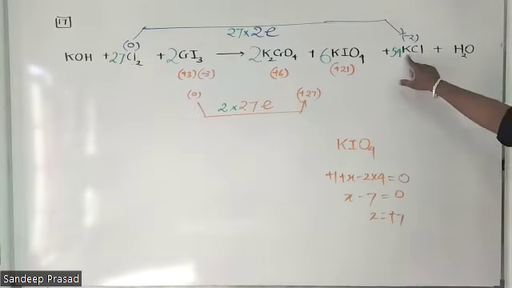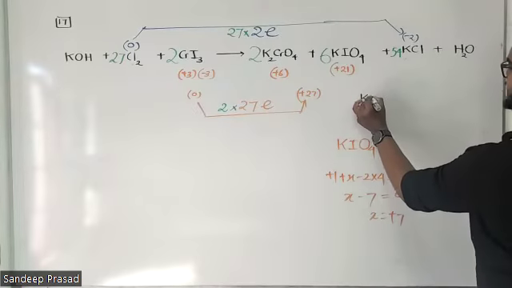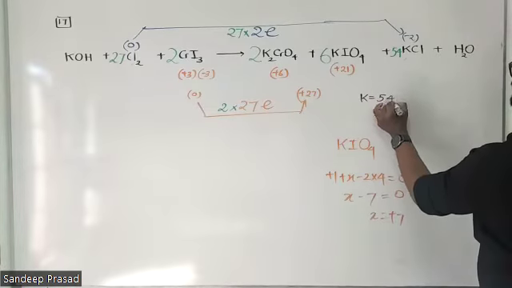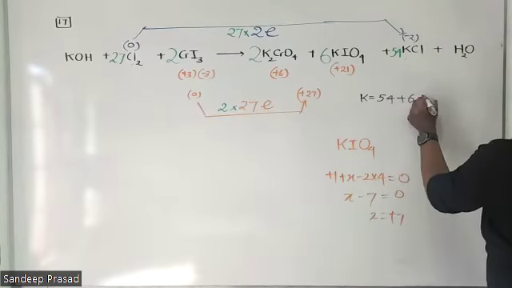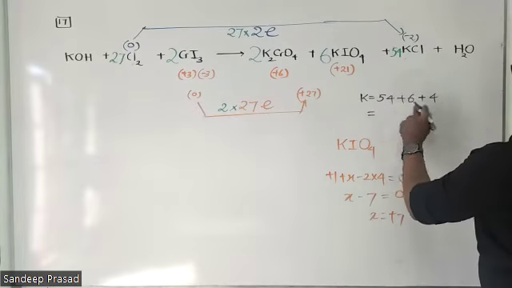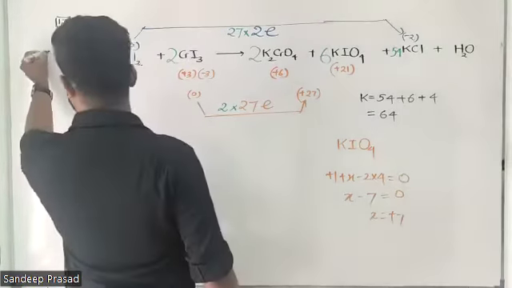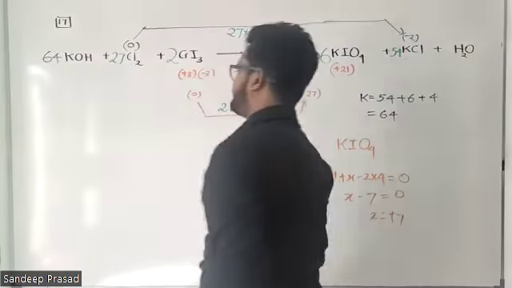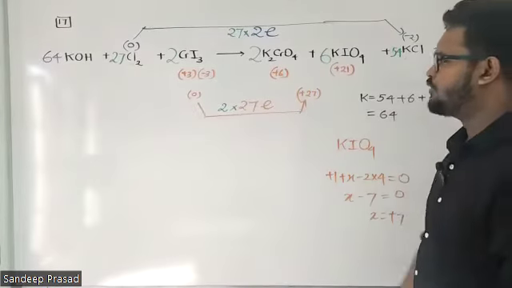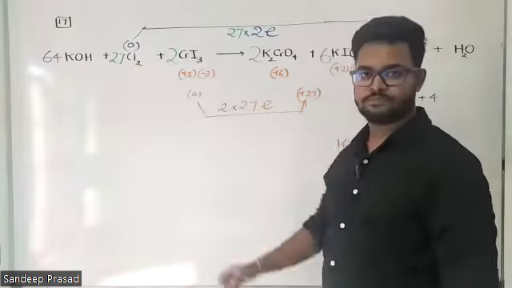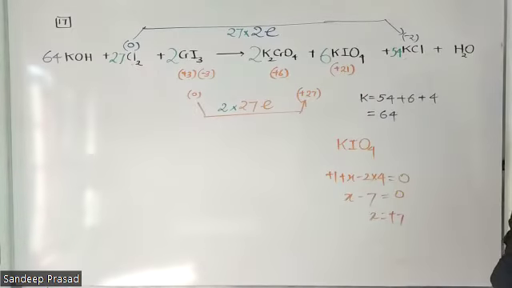How many potassiums are there? On the right hand side, 54 plus 6 plus 4, so there are 64 potassium atoms. How many hydrogens are there? 64 hydrogens are there.